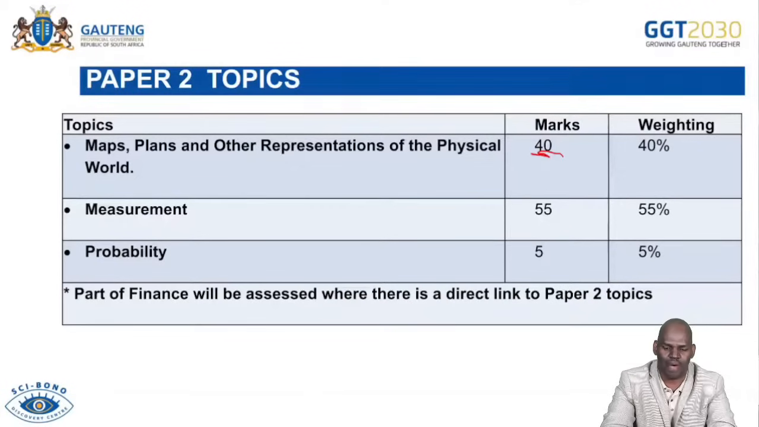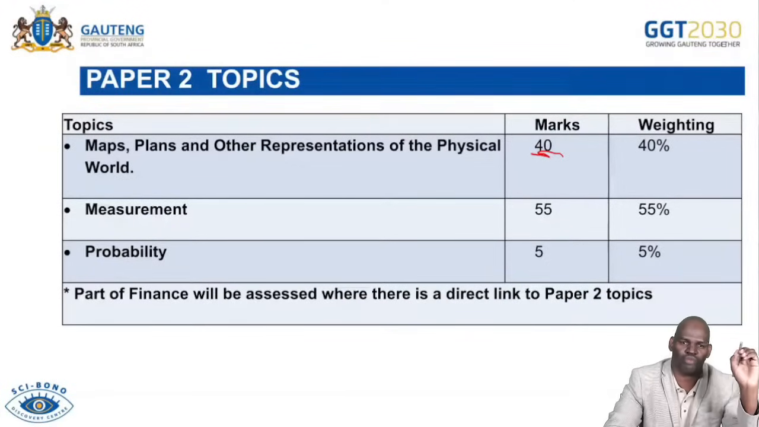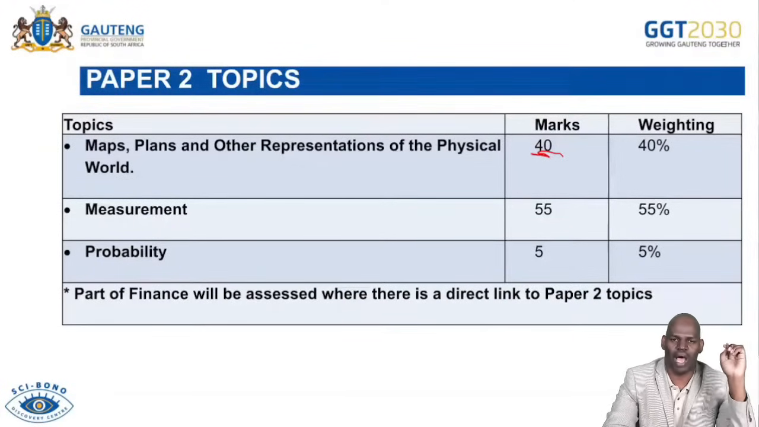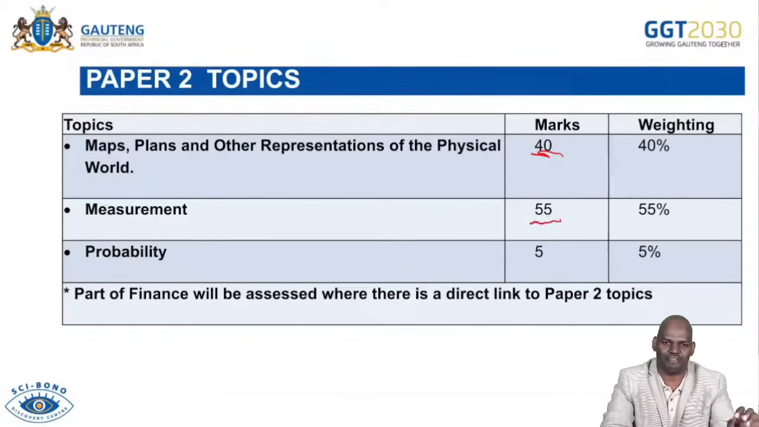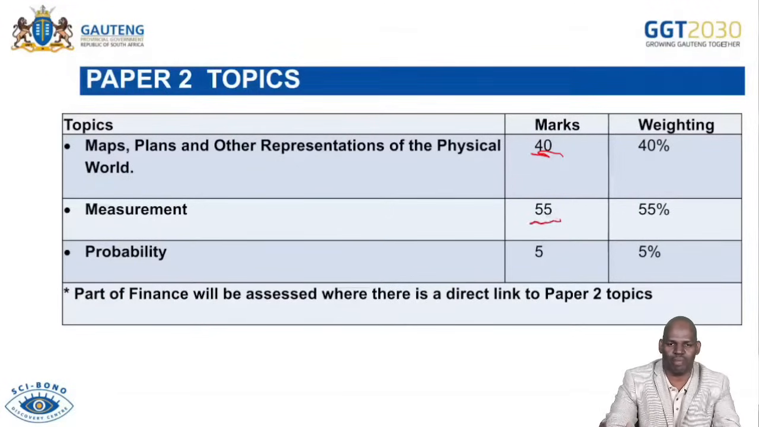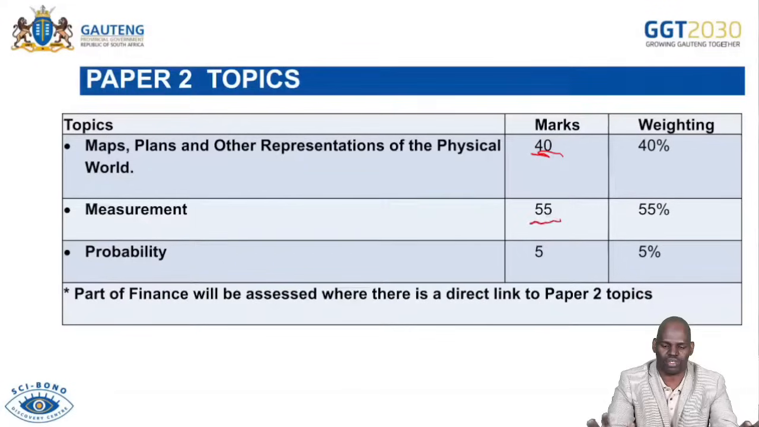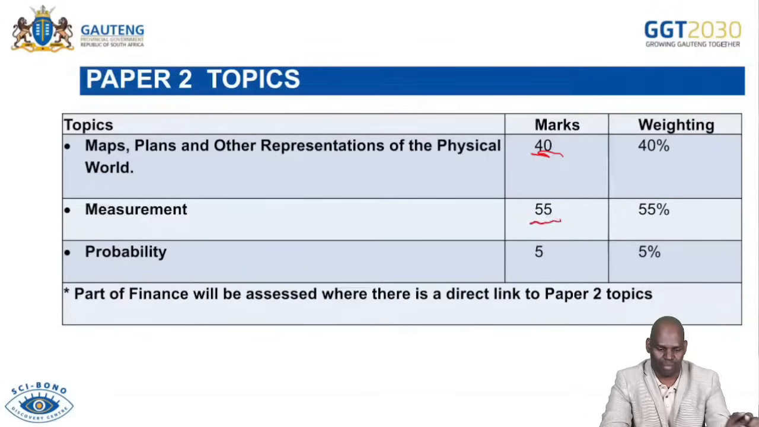And then we also have measurement, which I know most of you find very challenging, but I promise you, boys and girls, if you prepare yourself very well, you will find measurement also very easy. We expect the marks for measurement to be about 55 marks. It might be about 45, 50, 55, or it might be about 60. But the total will be around 55 marks. We're not saying exactly 55 marks, it's just an estimation.